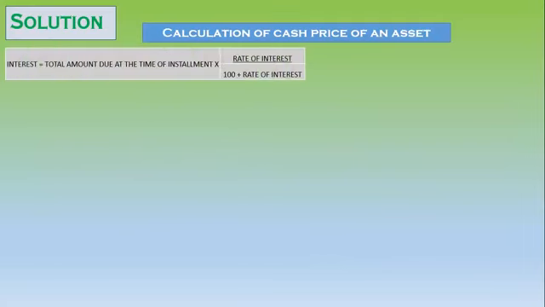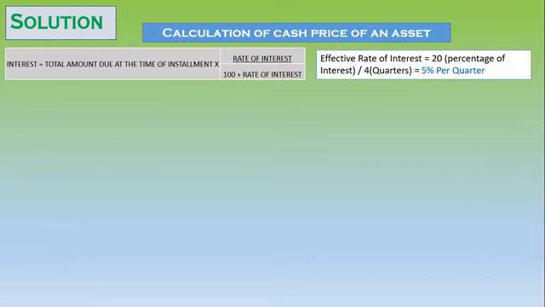Now we will move on to the solution for this problem. We have already discussed the formula to calculate the interest rate. The difference here is that the installment amounts are paid on a quarterly basis, so they are paying in 4 quarters. The interest rate for this problem is 20%, but we can't take 20% because it is per annum. Quarterly basis means one-fourth, so 20 divided by 4 gives 5% per quarter. So for this problem we need to consider only 5% as the interest rate.